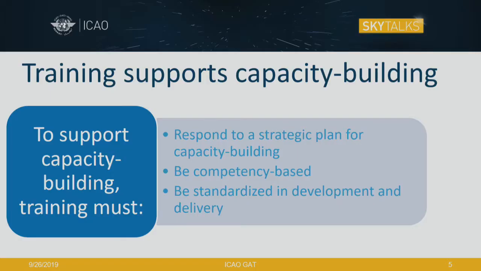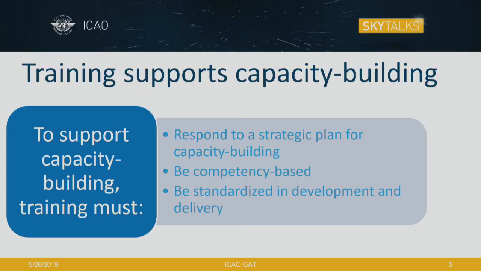So how do you know if training is actually supporting capacity building? It has to respond to 3 criteria. It has to be anchored in a strategic plan that takes into account future requirements and capacity building. It must be competency-based, meaning it is not focused on knowledge and theory, but more on performance, and it's job-oriented. And finally, it must be standardized in the development and the delivery. If this is the case, then the trainees who are taking these courses have shared competencies that are recognized and transferable, which allows for a more mobile workforce.